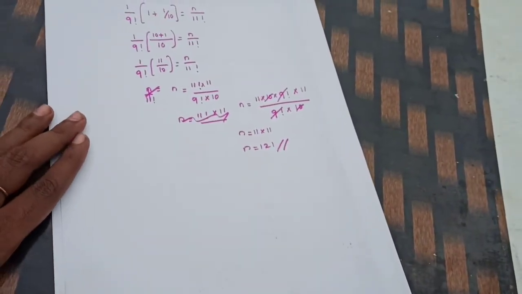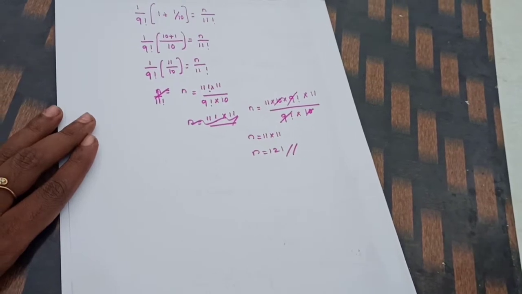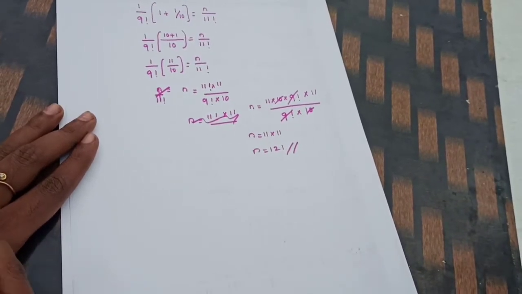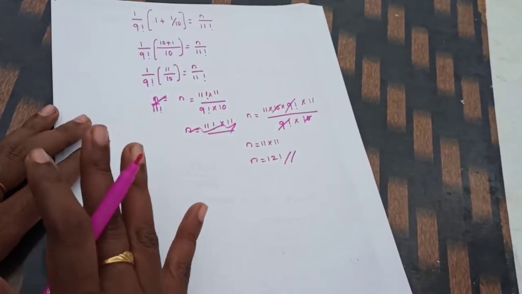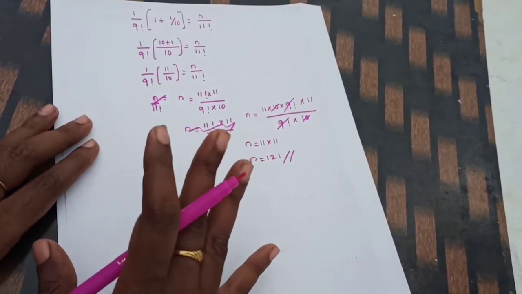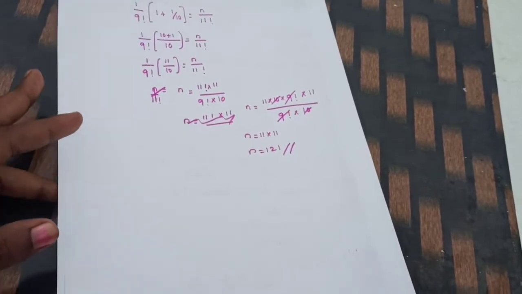So very, very important. Often they will ask a 3 mark question, find n. In exercise 1 the problem is there. So both the questions they will ask often. So it's very, very important. Very easy, just we are finding the n value. Understand, children? Okay, let's move to the next section.